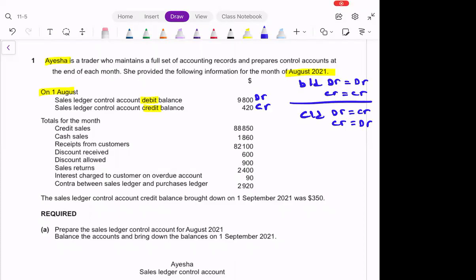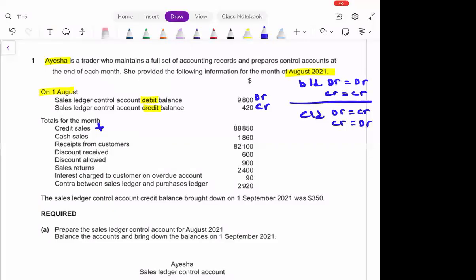Okay, credit sales. Credit sales will increase the debt or decrease the debt? Excuse me. If you sell to your trade receivable, your debt will be increased or decreased? The guy will owe you more. If he owes you more, later you need to decide debit or credit. And then the cash sales. Can anybody tell me, cash sales will increase the trade receivable debt or decrease it?